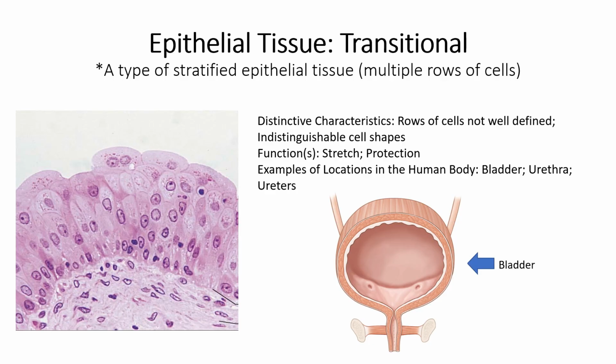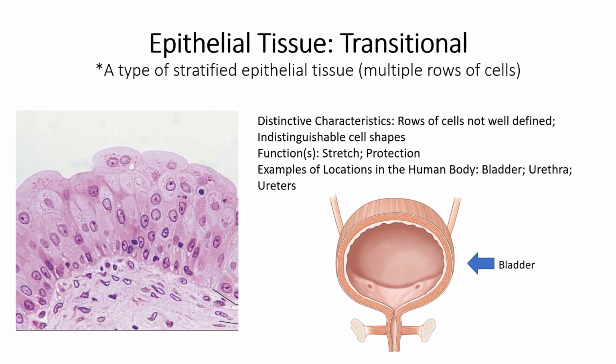So if you are presented with an image that you're able to figure out it's epithelial tissue because you see that it is multiple cells all compacted together, you can't really make out distinctive rows, so you're not quite sure if it's pseudostratified or if it's transitional. Look for cilia. If there are no cilia, you're looking at transitional, which is stratified epithelial tissue. So there are multiple rows of cells here.